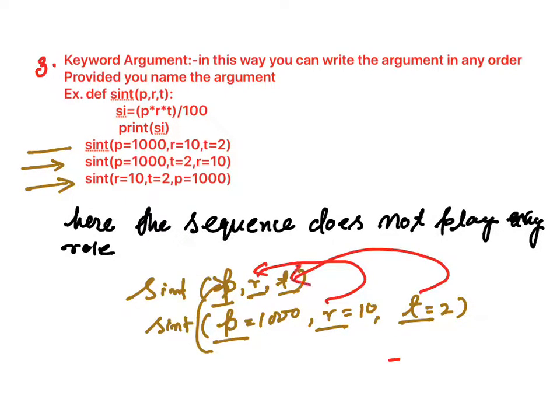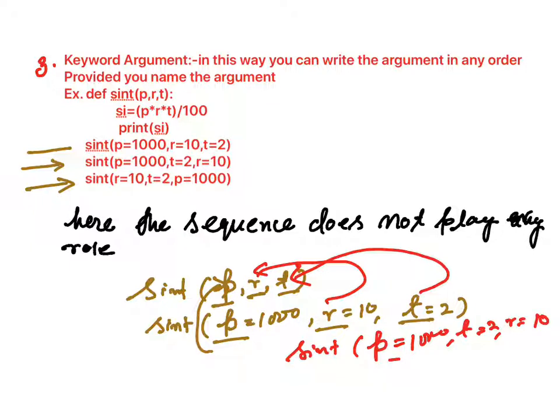T. Now in another example, I have taken this one, SINT, simple interest, and P equal to 1000, T equal to 2, and R equal to 10.